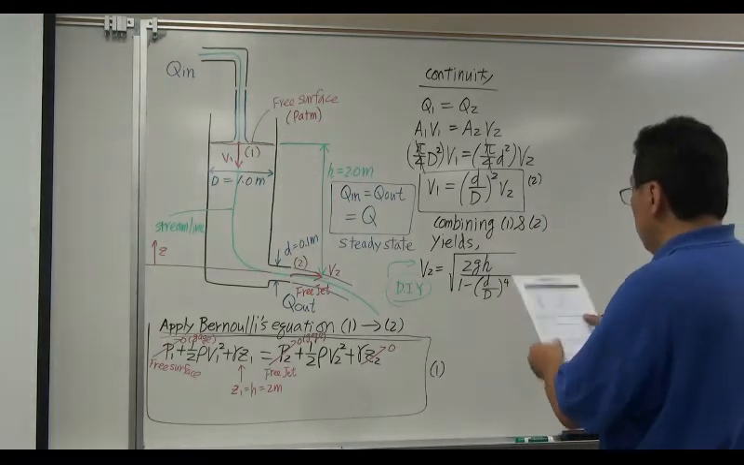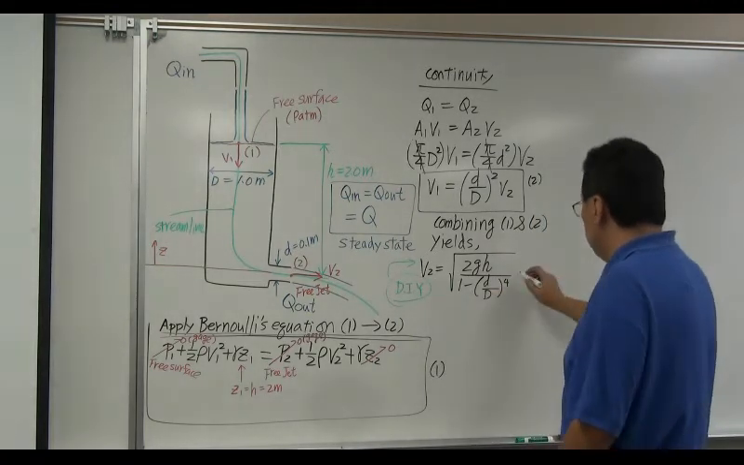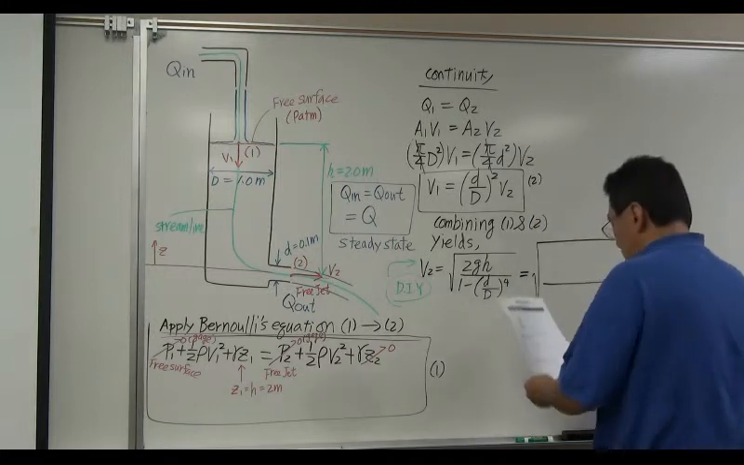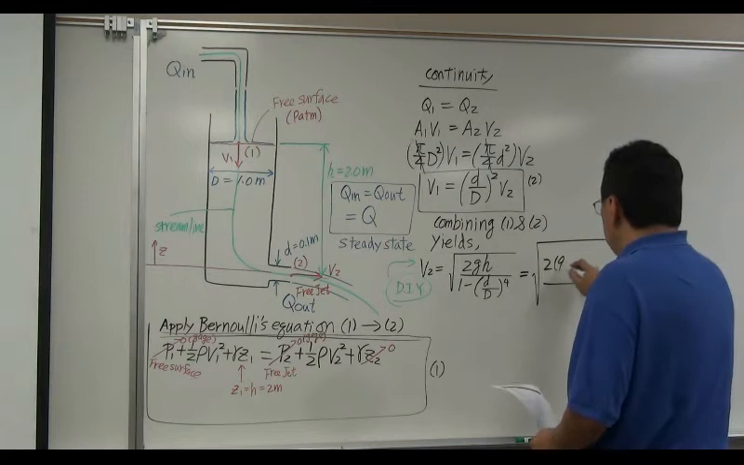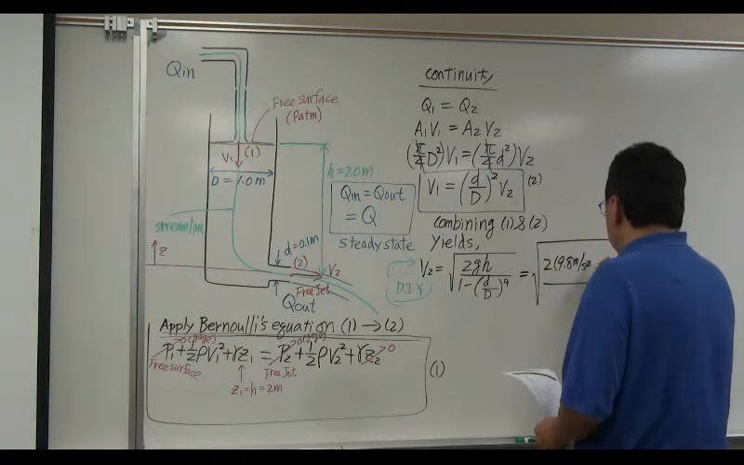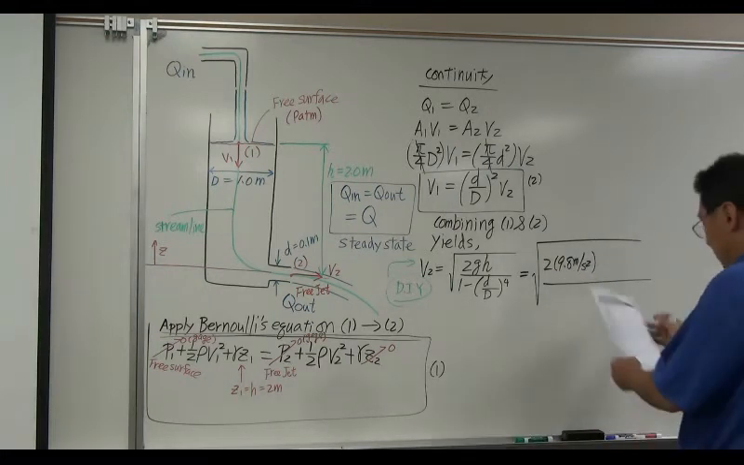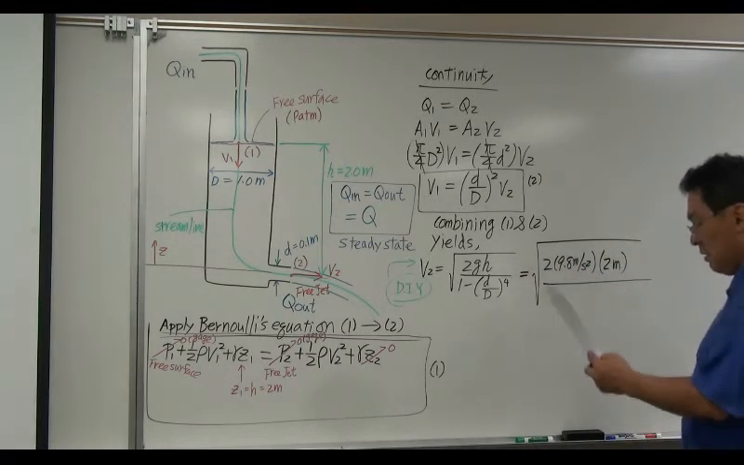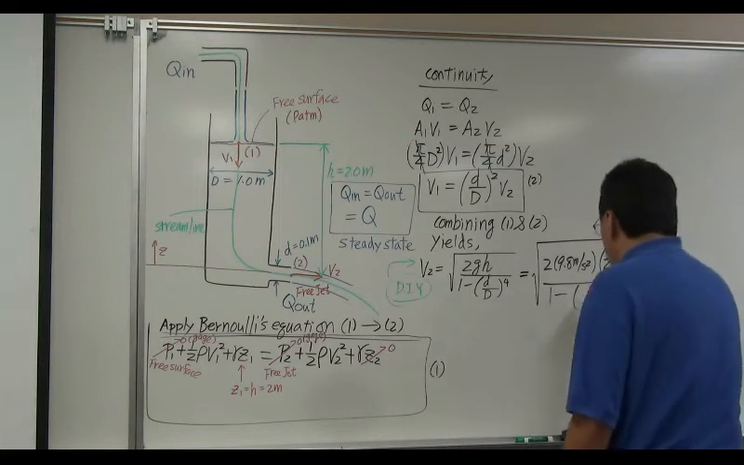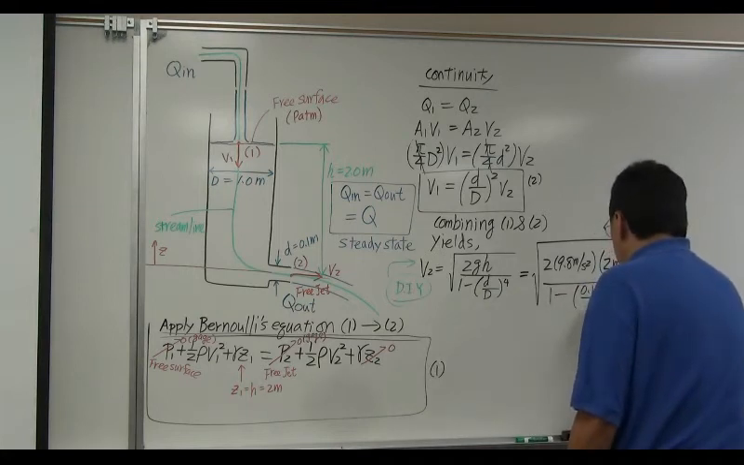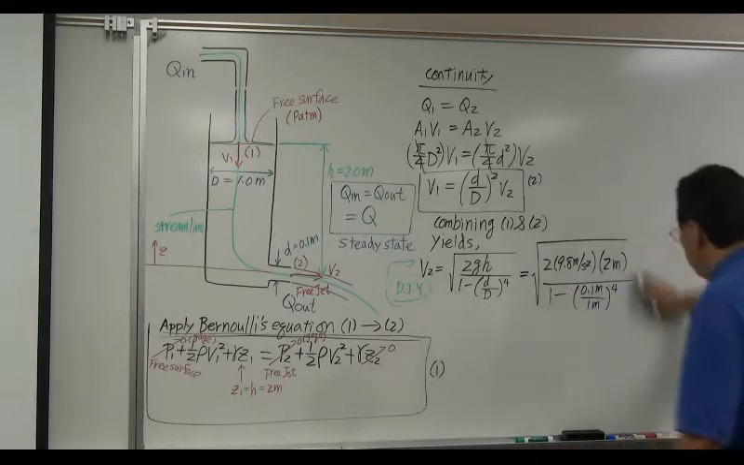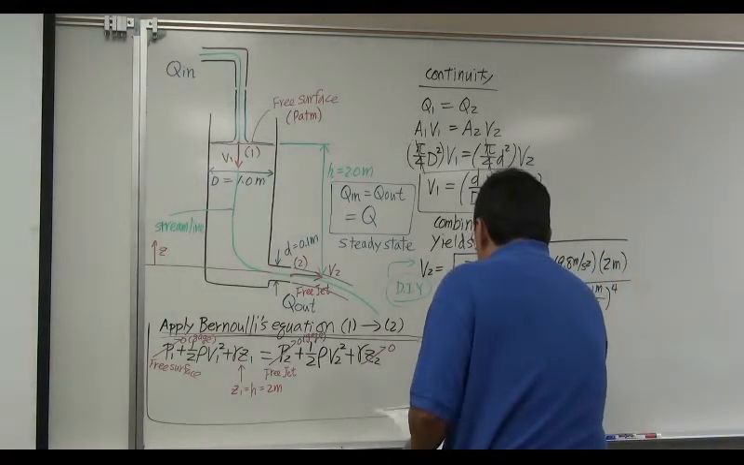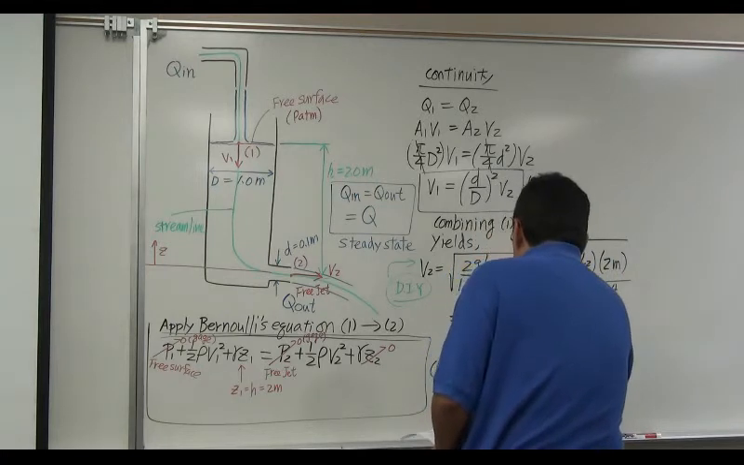Okay? So anyways, if you plug in the values for this equation, it's going to be square root of 2 times 9.8 meters per second squared. This is the standard gravity at sea level. Let's assume that h is of course 2 meters. We want to maintain constant. 1 minus diameter ratio is 0.1 meter over 1 meter to the power of four. V2 is 6.26 meters per second.